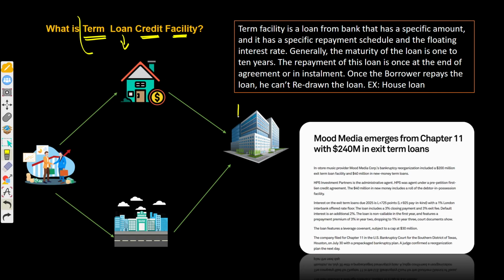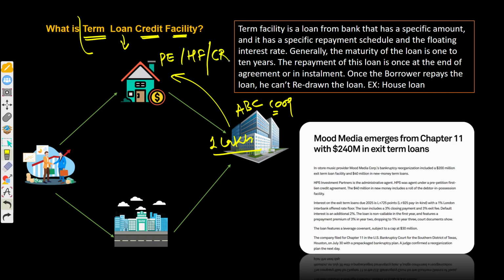So let's assume ABC Corporation is looking for 1 lakh amount. What they'll do, of course, is approach private equity funds, maybe hedge funds or credit funds. Nowadays credit funds are also popping up. They'll approach them. Otherwise, they'll approach banks and even financial institutions as well, right? And if they are interested, they can contribute.